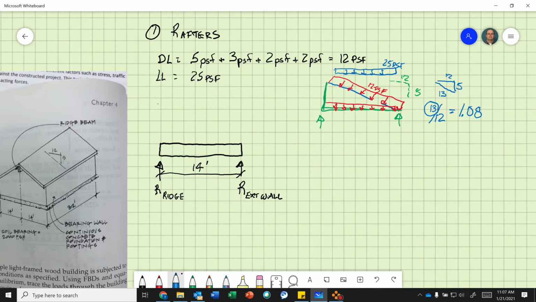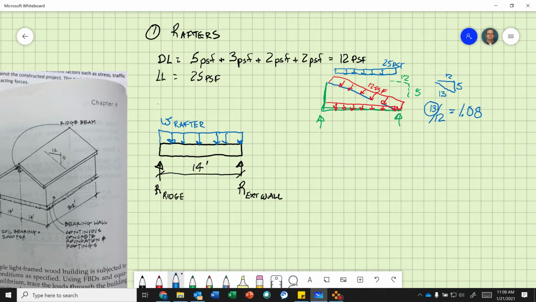Okay, so the key is take the slope divided by the slope of the slope triangle divided by the horizontal, and then we multiply it by 1.08. Okay, so now we can do our loads. So now we got to figure out the distributed load, the total. We got to figure out our line load, our W, on top of this rafter. Okay, so remember that's a uniform distributed line load, W rafter.